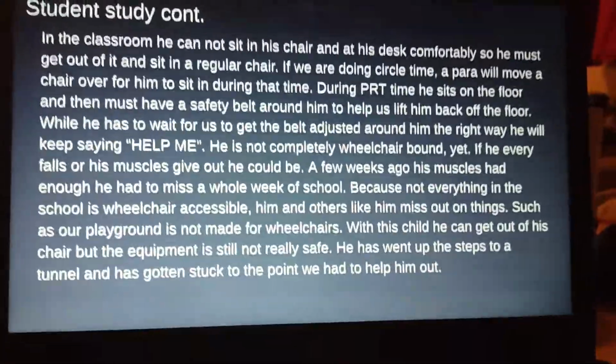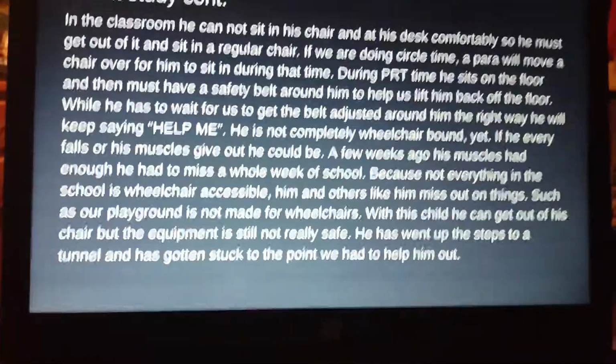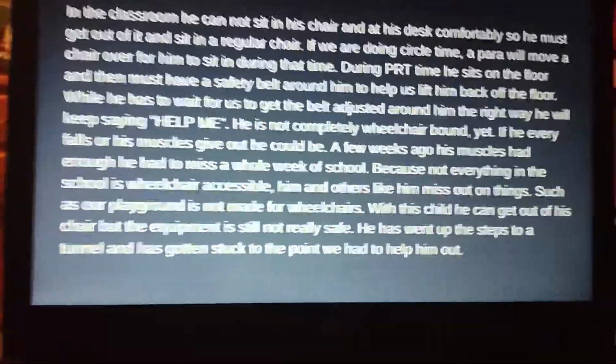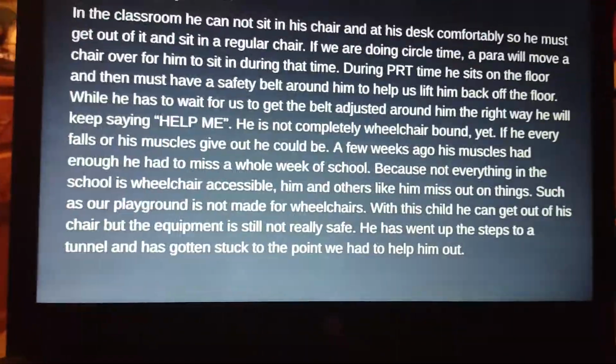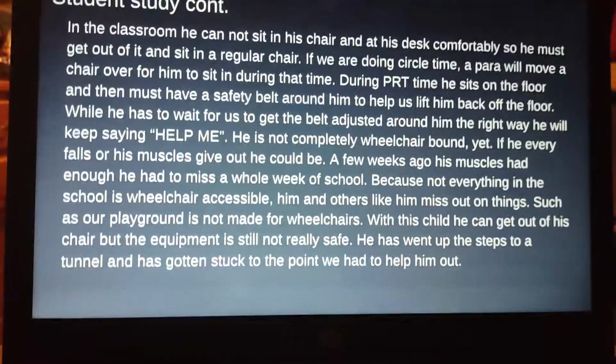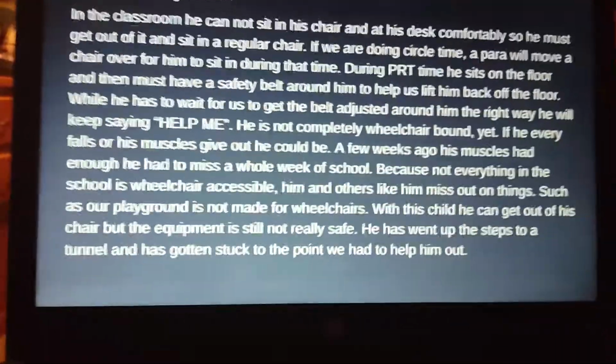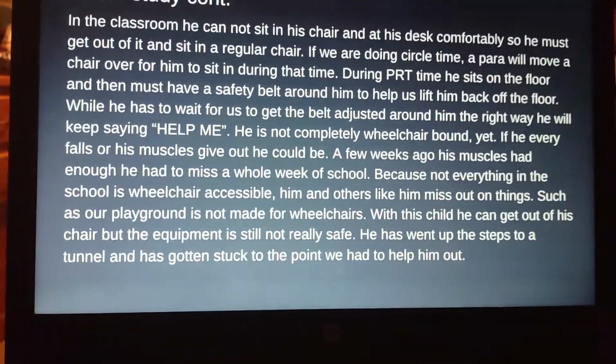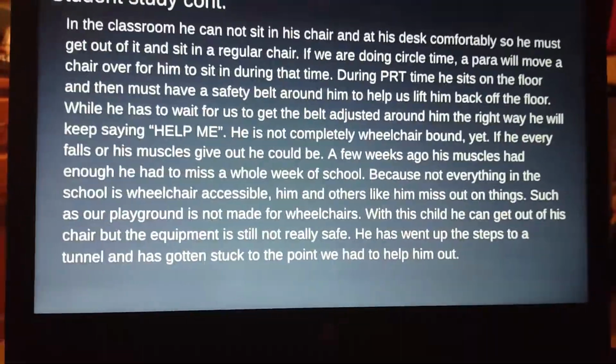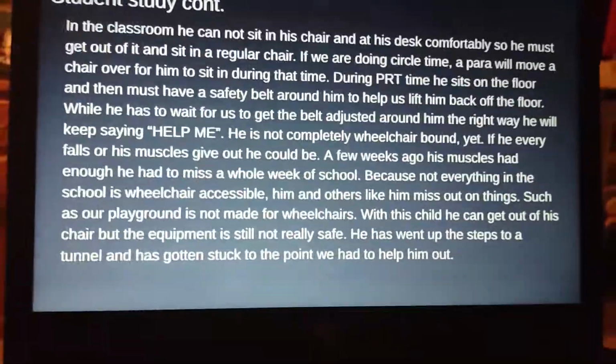While you're trying to get it all situated for him, even say his belt is on his wheelchair and you have to go get it to put it on him, he'll steadily scream out, help me, help me, help me, the whole time. This child, though, he so much wants to be like the other kids.